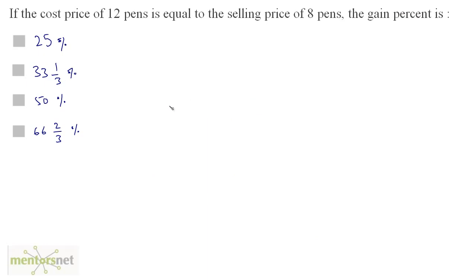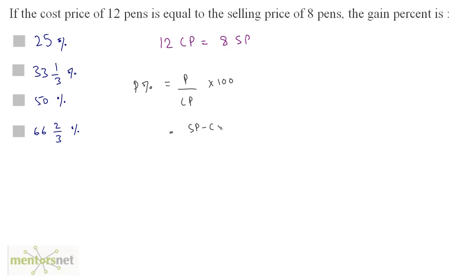If the cost price of 12 pens is equal to the selling price of 8 pens, the gain percentage is? Well, we have been given that the cost price of 12 pens is equal to the selling price of 8 pens. So I can write 12 times the cost price is equal to 8 times the selling price. Right. Now they want the gain percentage, that is the profit percentage. So profit percentage is equal to profit upon the cost price times 100, and profit is selling price minus cost price.